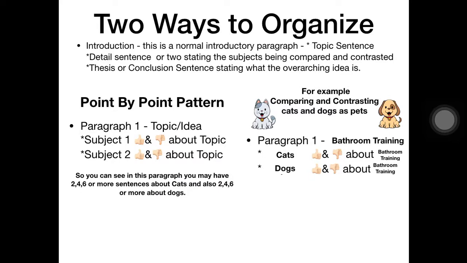Okay, so you could have 2 or 4 or 6 sentences about cats, and also 2 or 4 or 6 sentences about dogs, and that would all be in one paragraph about bathroom training. Then you would go on to do paragraph number 2, and paragraph number 3, and these will be done in the same way with just a new topic. So maybe paragraph 2 would be all about cleanliness and how clean dogs or cats are, and you would give the positives and negatives to that.